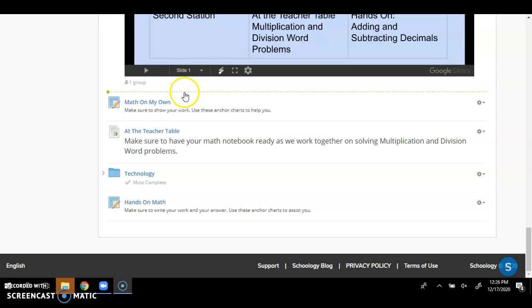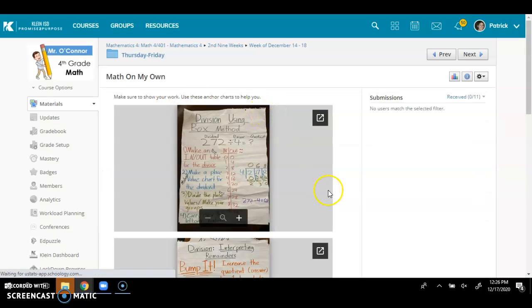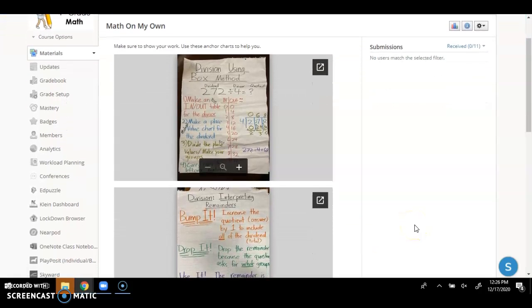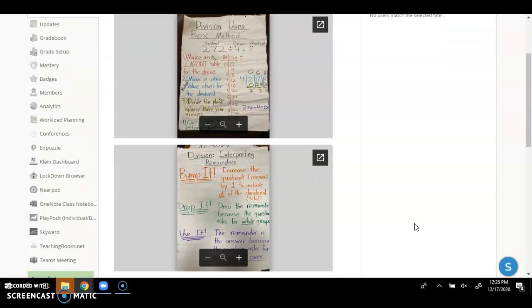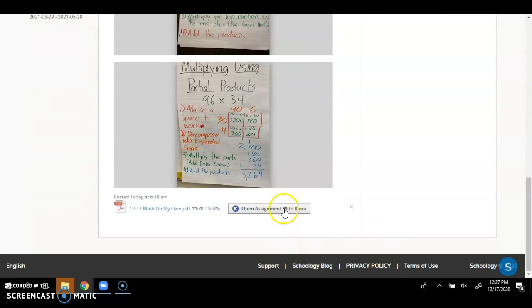Alright, ladies and gentlemen, today we're going to be looking at how we are solving our math on our own. For this Thursday, Friday, we are going to be doing division and interpreting remainders. That's why we have these anchor charts to reference if you need help remembering our steps. Now, this was available at the front, so if you have the packet, you are submitting your work through ClassDojo. Otherwise, you are working in Kami and submitting it here.